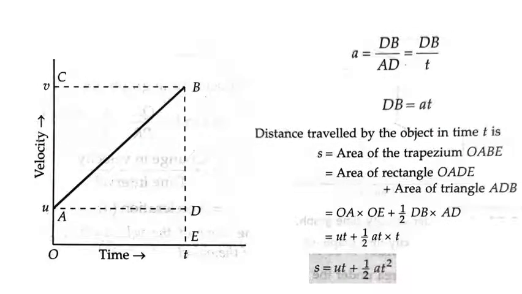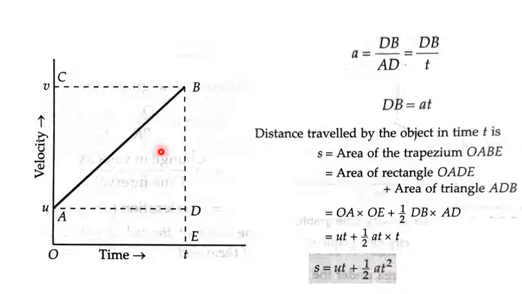So now we will derive our equation s equals ut plus half at square. Acceleration equals dv by dt. Acceleration equals change in y-axis, dv, over change in x-axis, dt. dt represents your time t. So dv I can write as at. Fine. Now I have to find out the distance traveled by the object in time t.